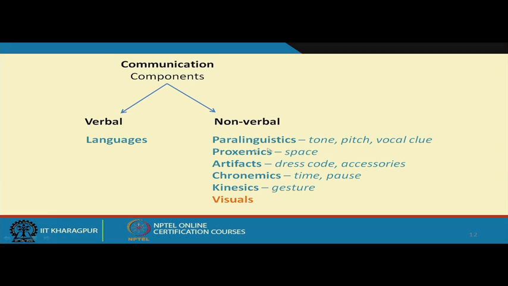Then there are other aspects of communication which are various artifacts, which are the dress code or the accessories. They also lead to various kinds of communication and modalities of non-verbal communication. Then there is chronemics, which is the time aspect of communication. Whenever we are communicating verbally, or by other means, it is in reference to time, in reference to a particular sequence in space and time, which is a very interesting aspect to look at: communication has a time aspect inherent with it, and that also forms a non-verbal mode of communication.